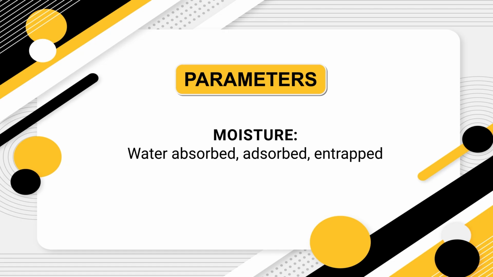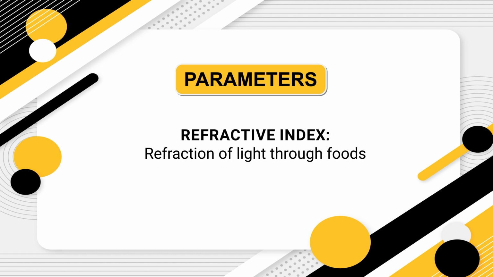Then we'll discuss moisture, which means the water present in food products in the absorbed form, in adsorbed form, or entrapped within the pores very deeply and very strongly, almost like chemically bound. Refractive index, that is refraction of light through foods. As we know, when light interacts with matter, there is the phenomenon of reflection and the other one is refraction. Refraction means when light moves through a medium, going from a lighter medium to a denser medium, the angle of refraction lowers.